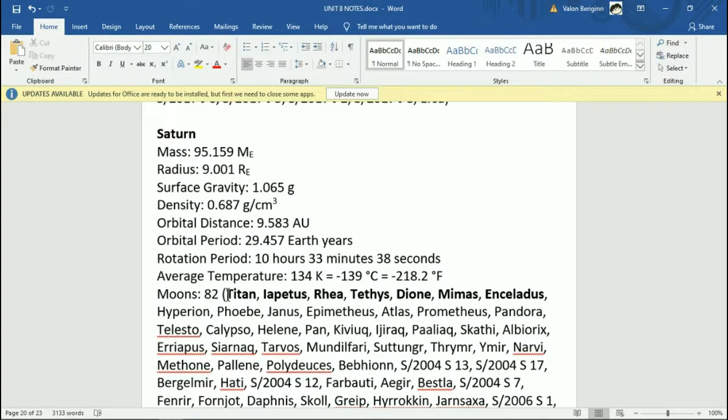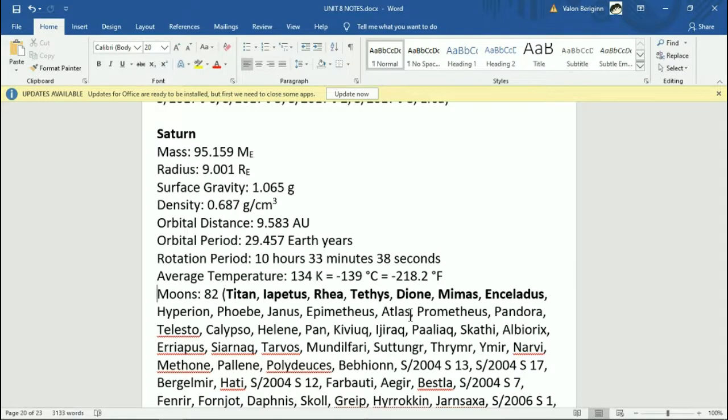Again, I'm not sure if Titan is bigger than Mercury, but it's very close if it's not. But then we also have Iapetus, Rhea, Tethys, Dione, Mimas, and Enceladus. Those are all spherical moons orbiting Saturn. Mimas is, I think, the smallest spherical object, basically, that we see in the solar system.